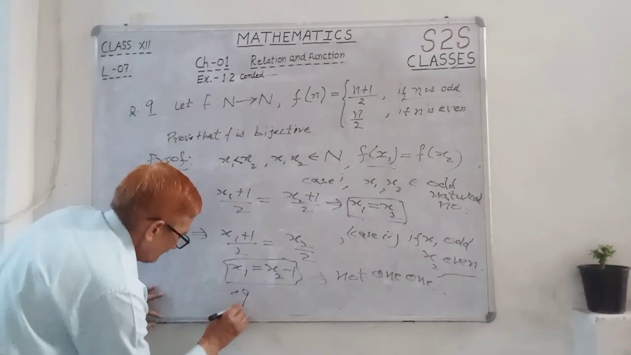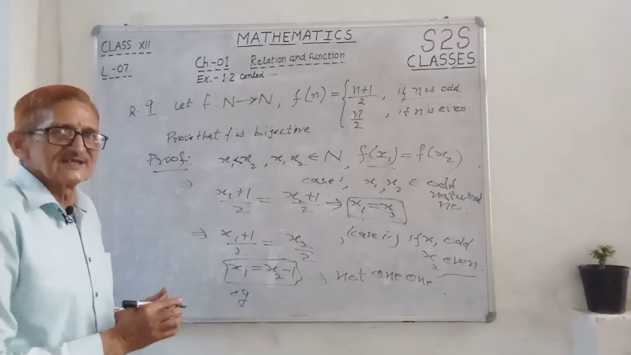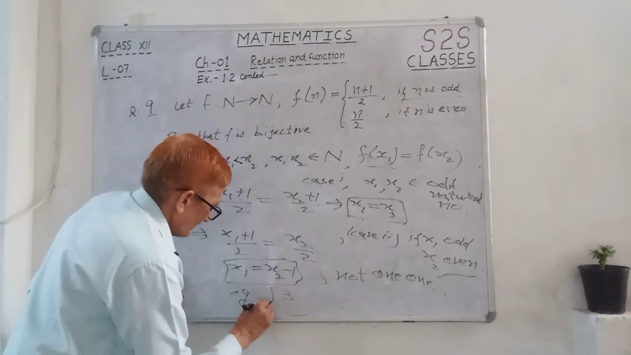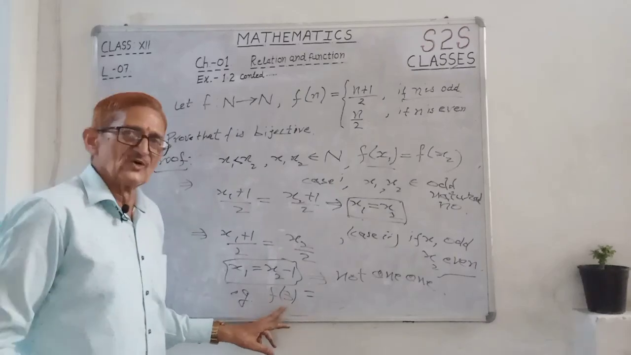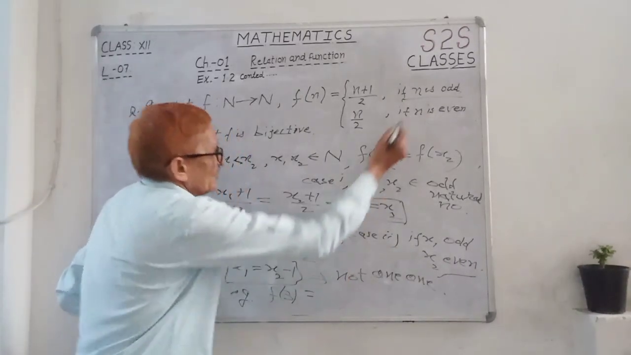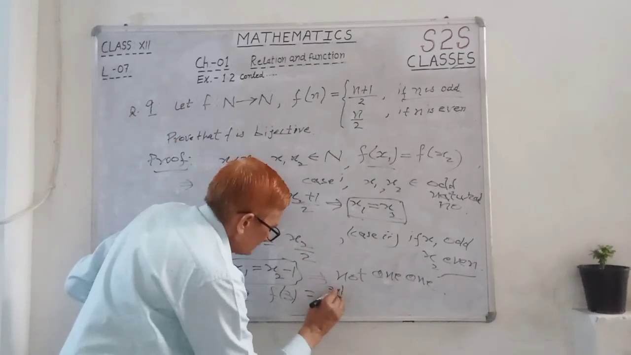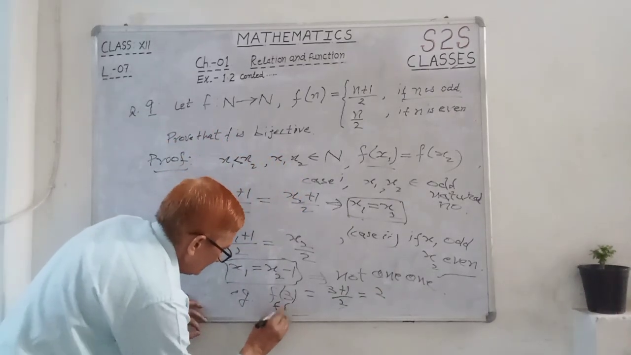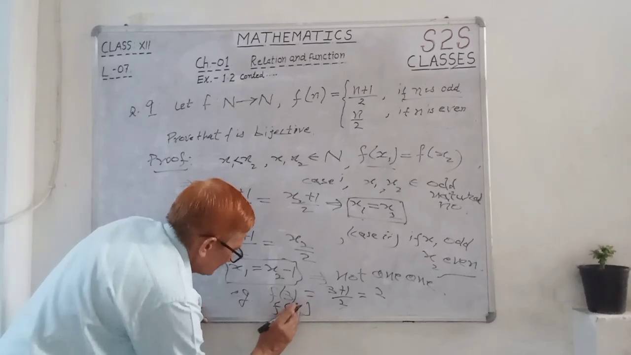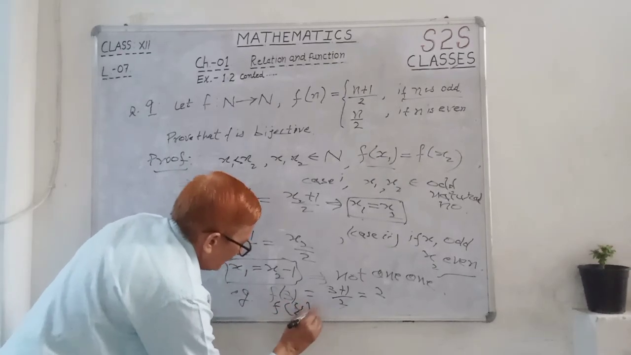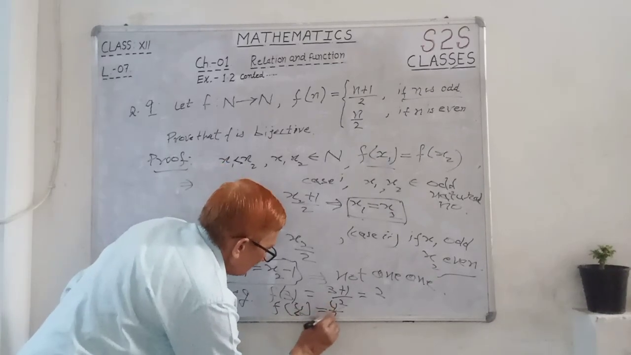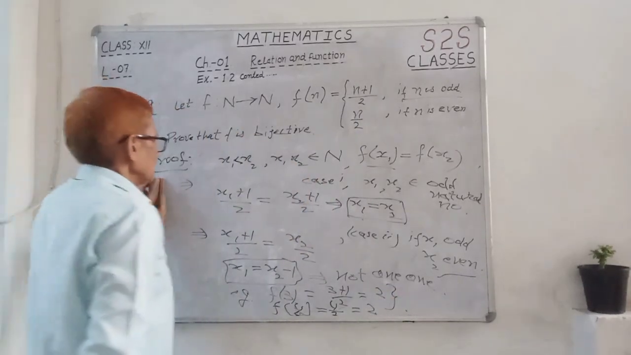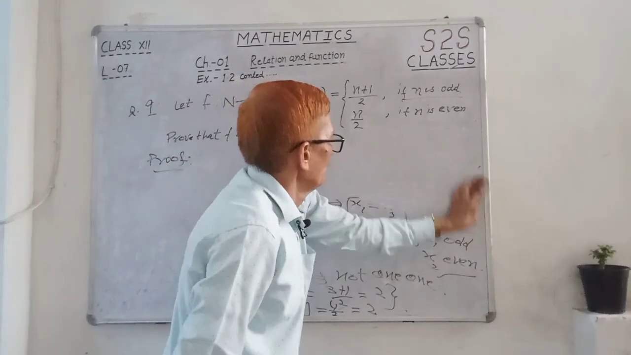Example: if you take 3, so f(3), x1 is 3 odd, then f(3) is equal to (3 plus 1) divided by 2, then 4 by 2, then 2. If we take a different even number, 4, then 4 divided by 2 is equal to 2. So from this example it is clear that it is many-one. So we can say it is not one-one.